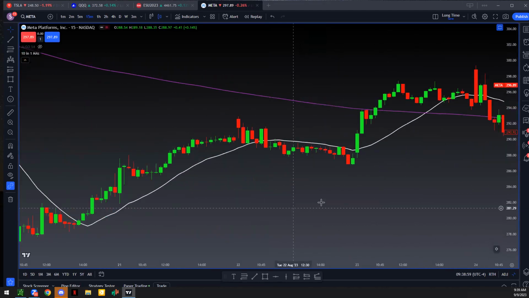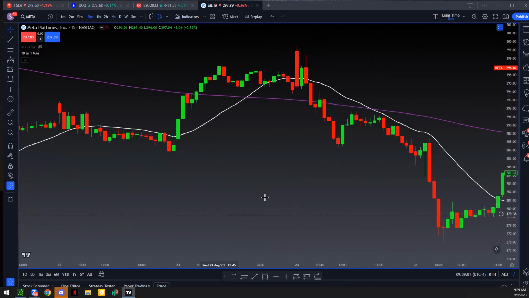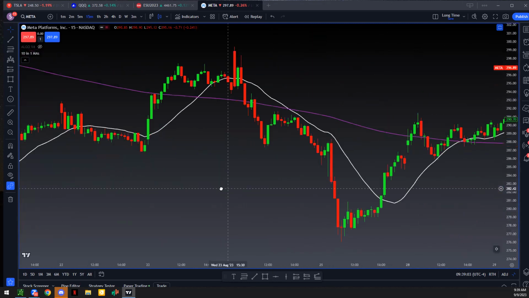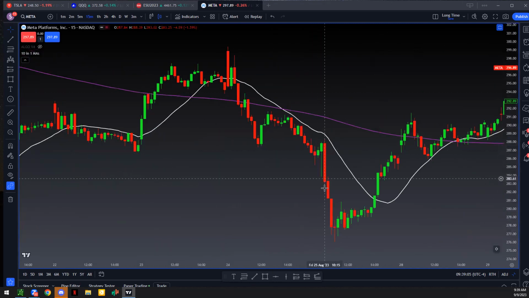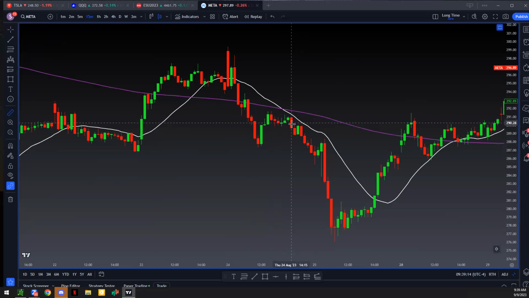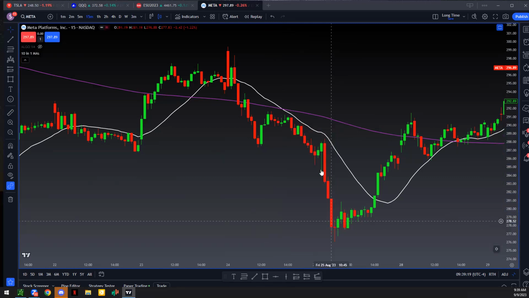All right, Gregory, what time frame do you want on Meta? I'm on a 15-minute, looking at this one right here. I'm looking at the 20 across the 200. We had a nice pullback. Red take out green. Look at this move. Oh my gosh, this was crazy. Look at this move right here.